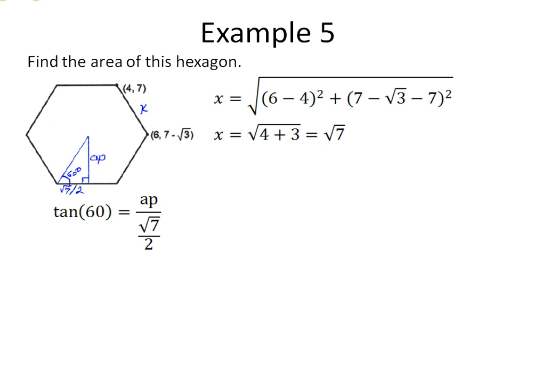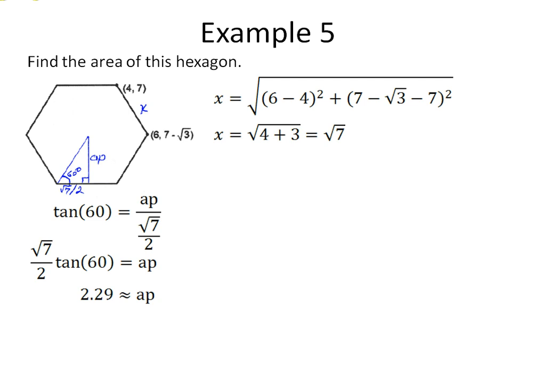Okay, so this means that this little piece down here is this right here divided by 2, which is the square root of 7 divided by 2. So to find the apothem, we take the tangent of 60, because we're looking for the opposite side, divided by the adjacent side that we already know, which is the square root of 7 over 2. So the tangent of 60 is equal to this. We're going to cross multiply, so the square root of 7 over 2 times the tangent of 60 equals the apothem. When we calculate this out, we get approximately 2.29 is equal to the apothem.